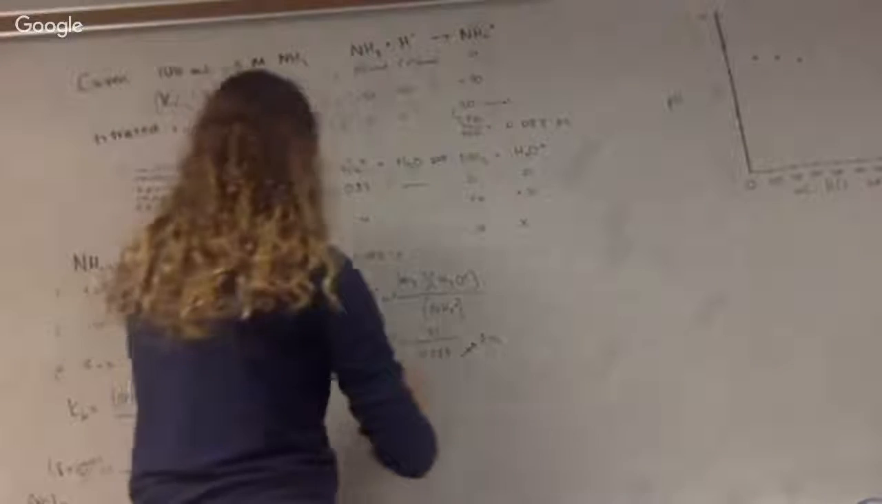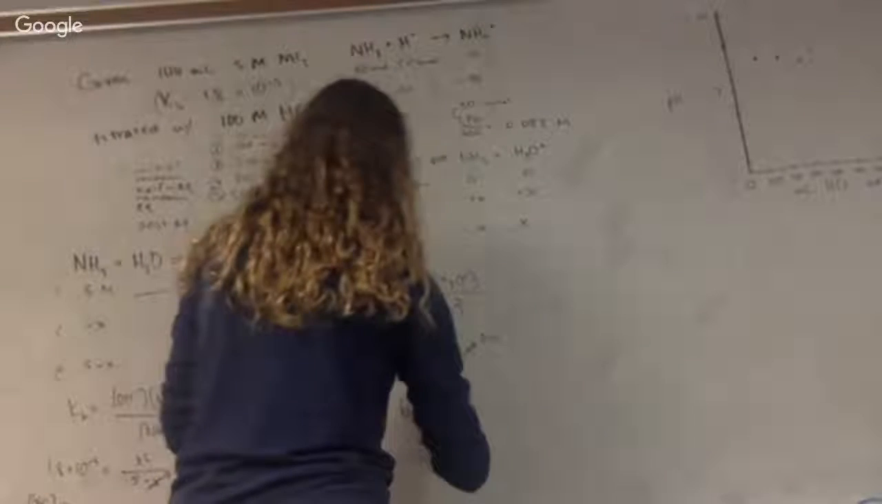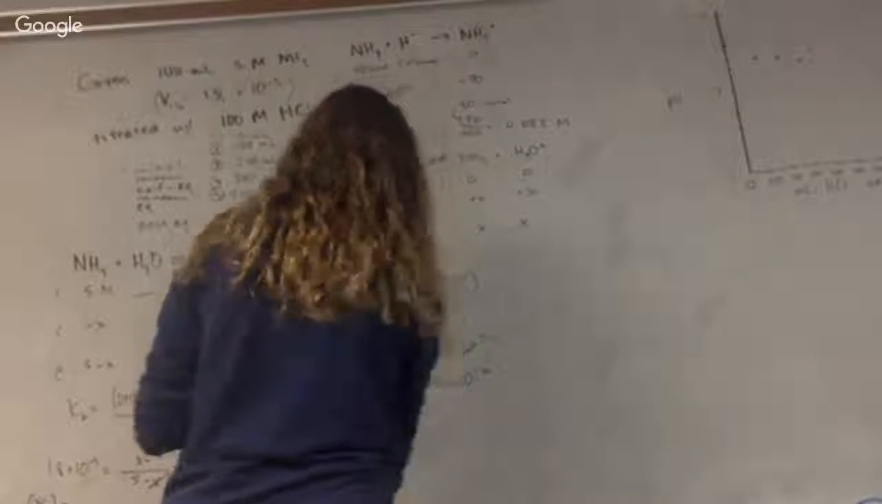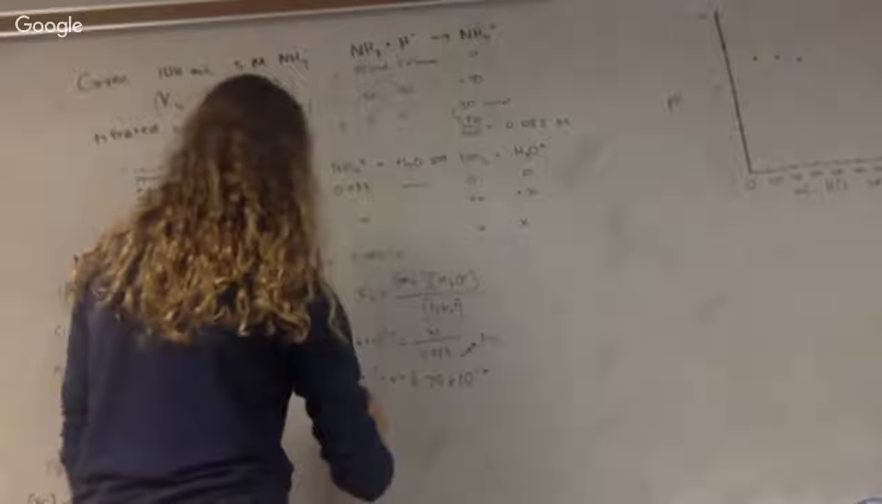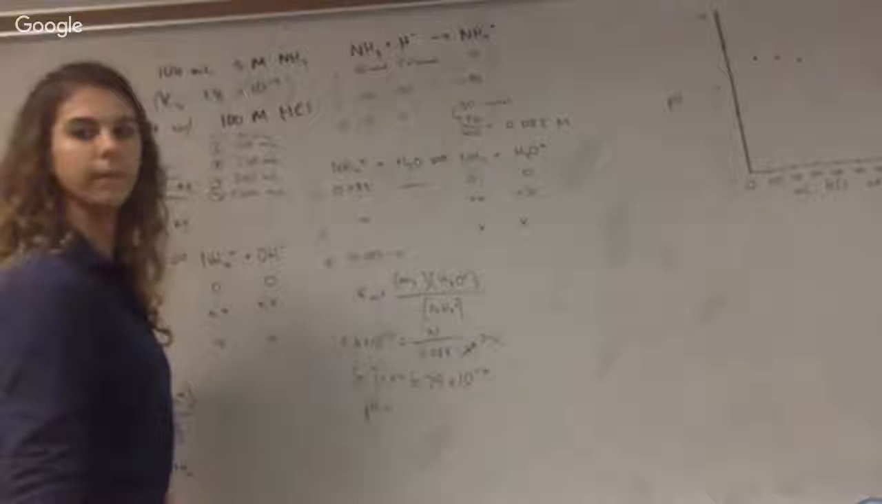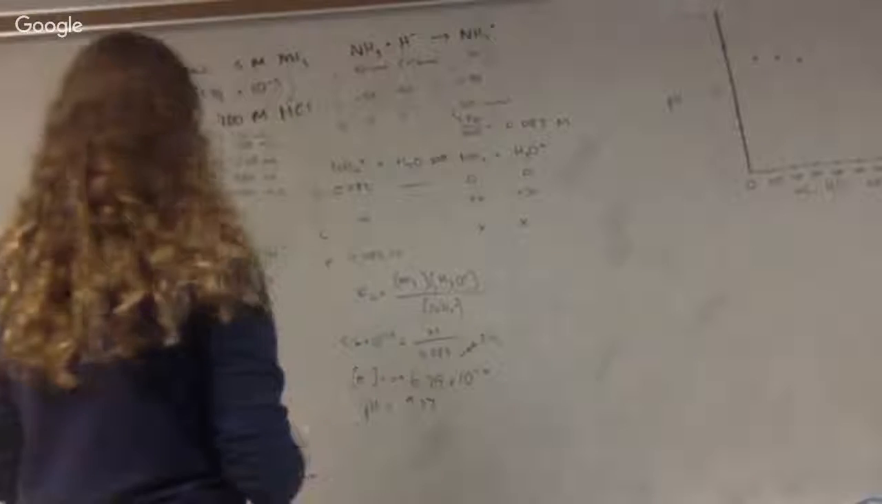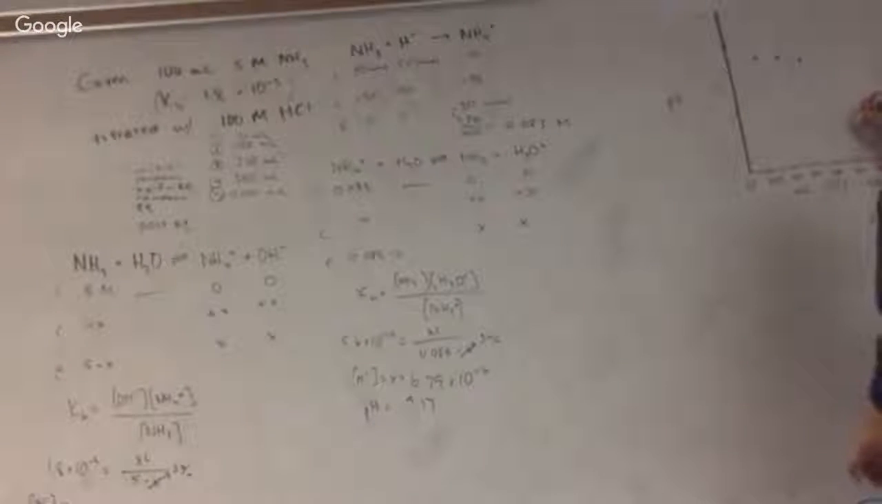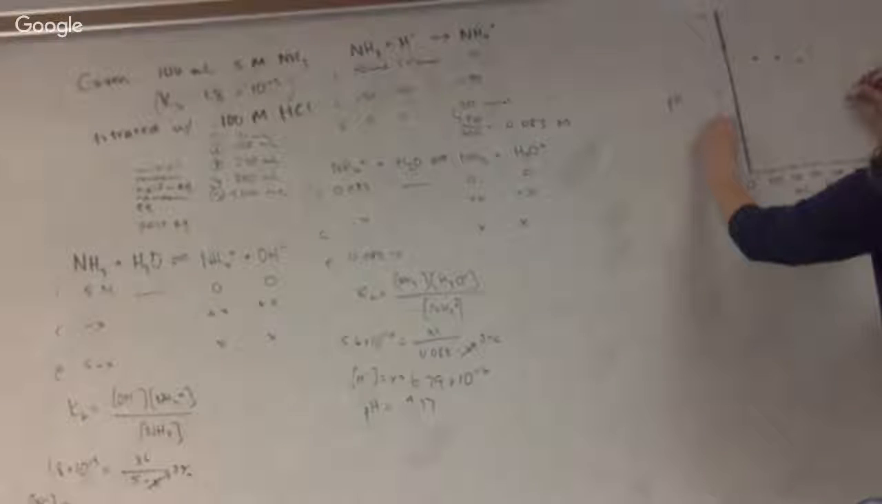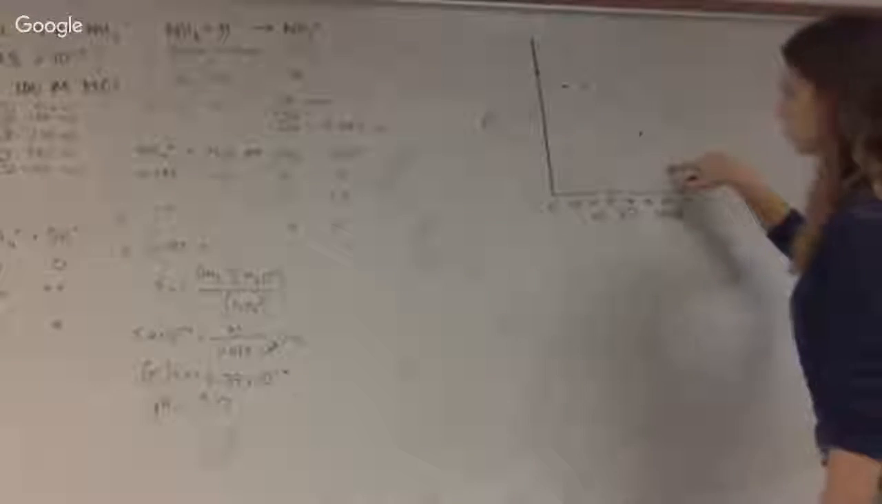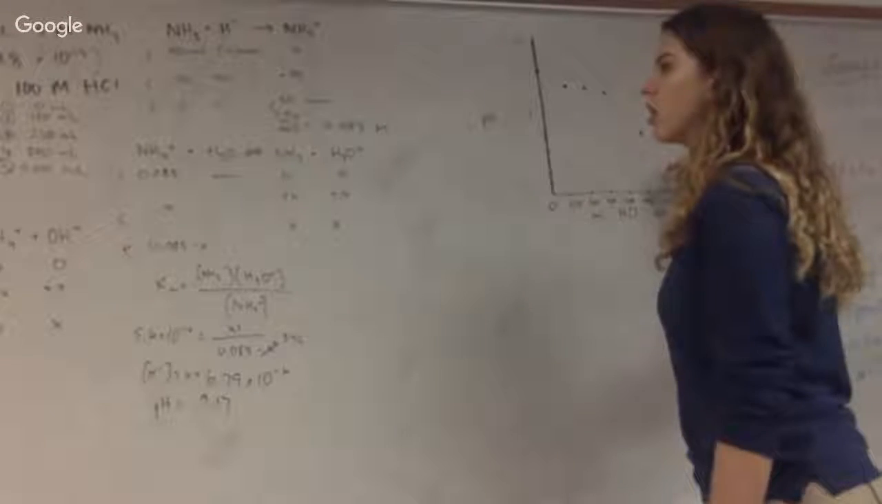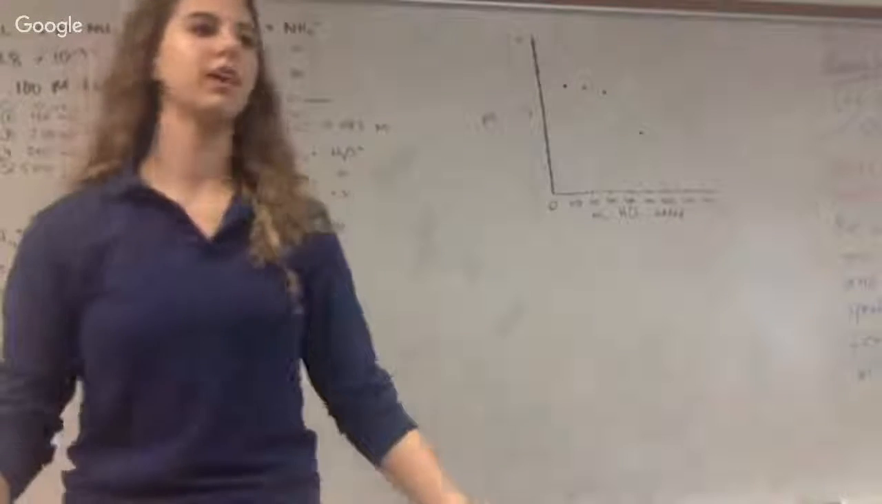I think it's 6.7. 5.17. Okay. And we're going to choose one more point past there. You can decide wherever you want to do it. I'd say we do a nice 650.